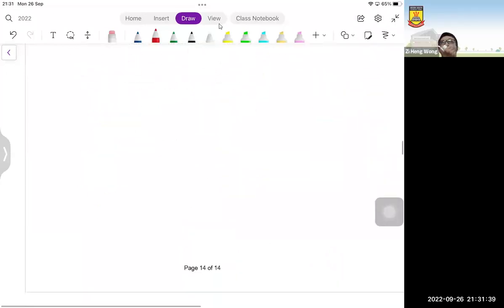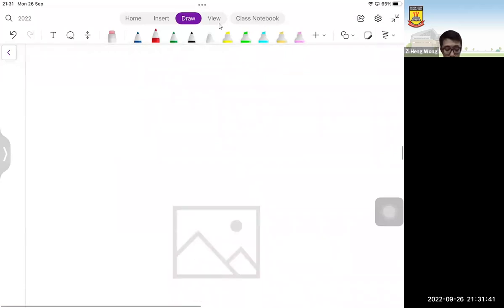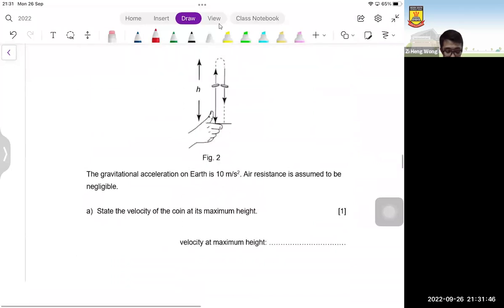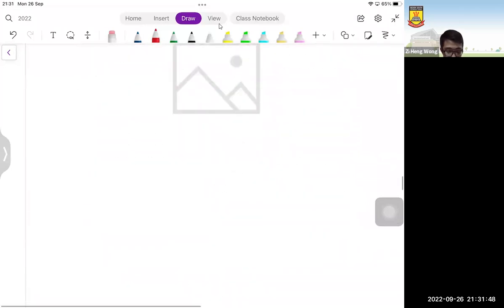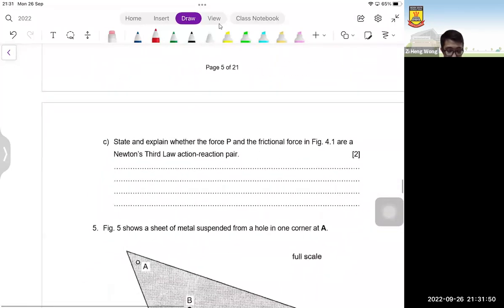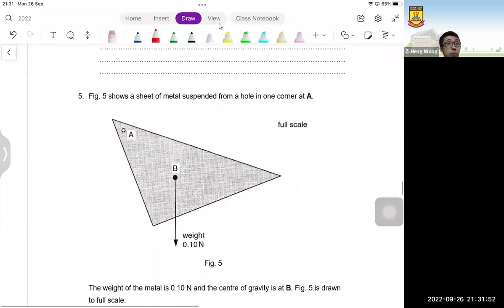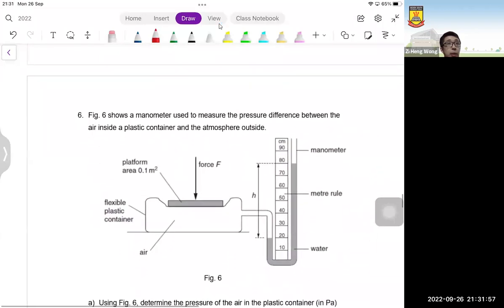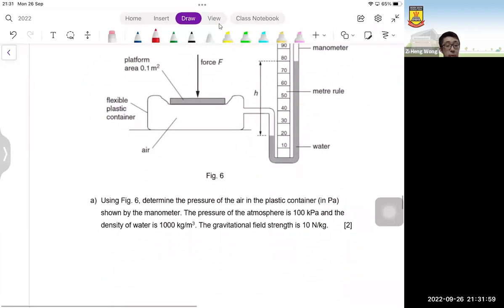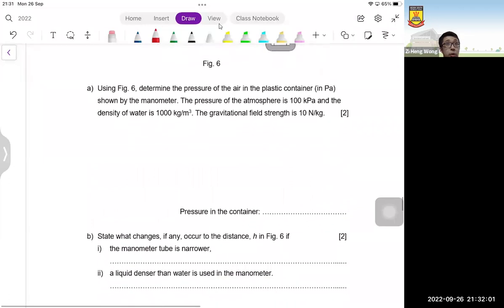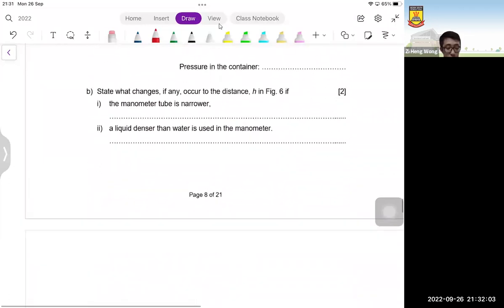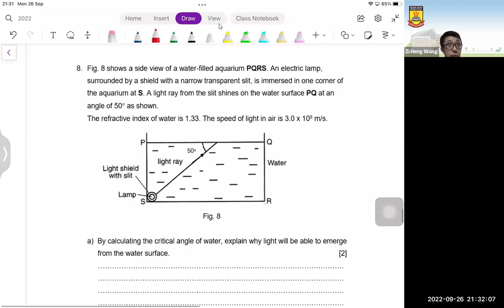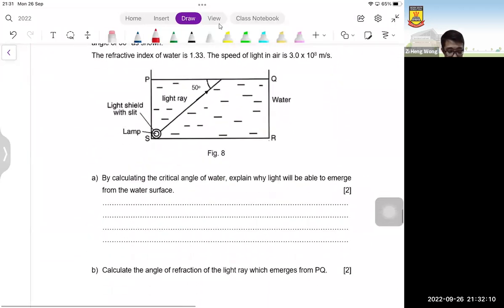Okay, so we jump to the structure. Light usually should be a bit more behind. During your actual O-level exam, the questions are arranged by topic, at least for physics. Is there any light question? Did I miss out again?